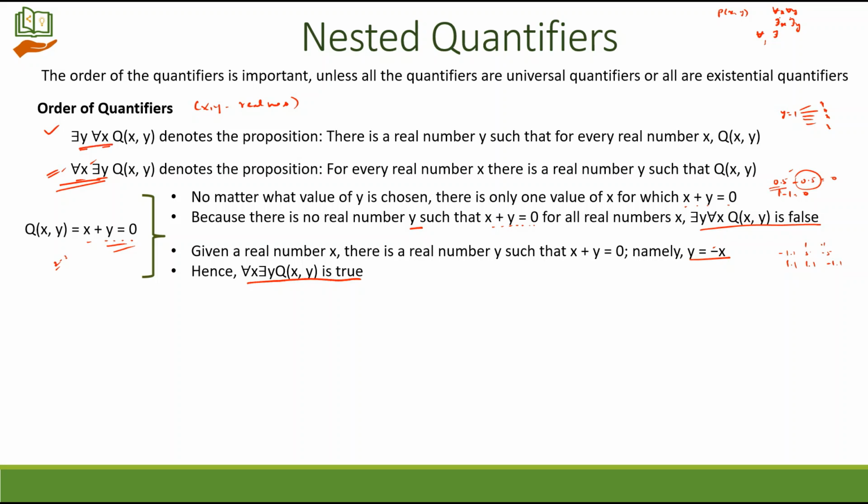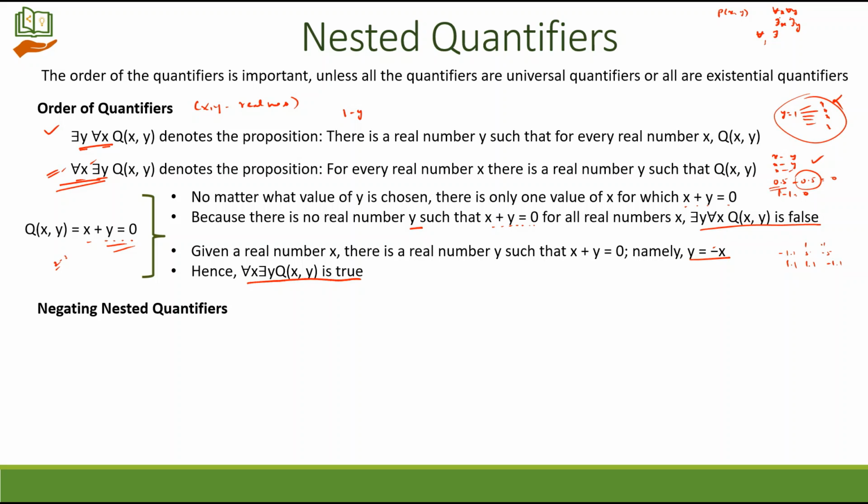But here the case is you have only one value of y which has to be applied to all x, which is not possible. Based on the order of quantifiers, the meaning of the statement will get changed and ultimately the truth value will also get changed.